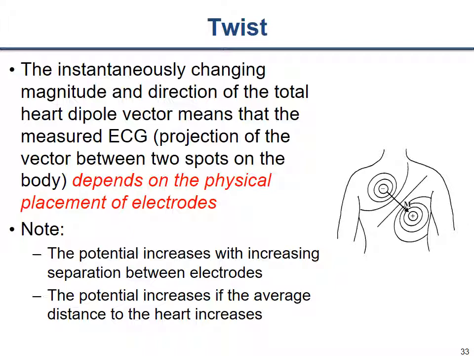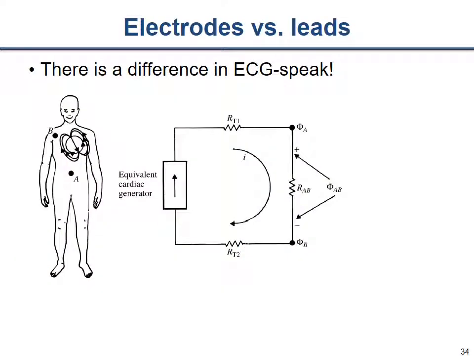The further apart they are, the further the vectors have to travel, admittedly, but the resulting waveforms will be more different when you measure the potential between them. And the potential increases if the average distance to the heart also increases. Okay, so what do we do? Well, we need some sort of consistent placement methodology in order for us to get consistent results.